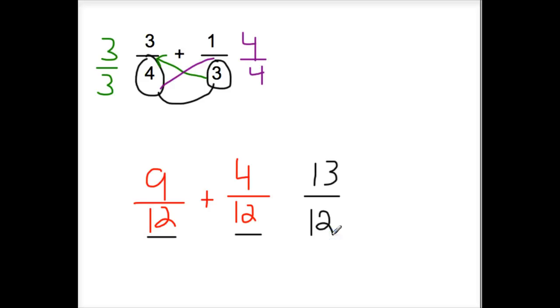This fraction is greater than 1. Therefore, we're going to make a mixed number. 12 goes into 13 one time with a remainder of 1, and our denominator stays the same. So you should have, adding 3/4 plus 1/3, we get 1 and 1/12.